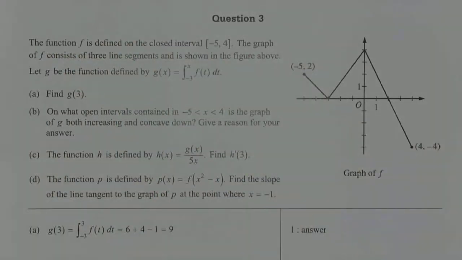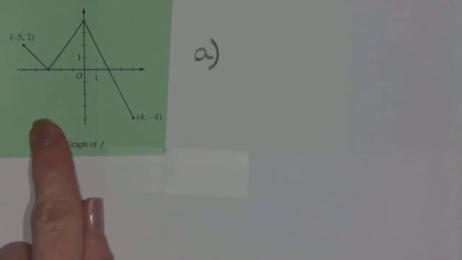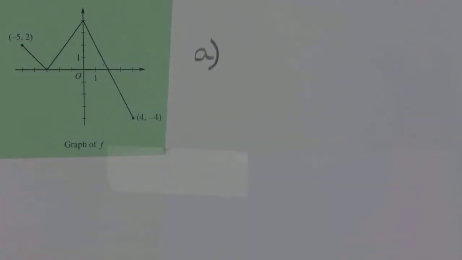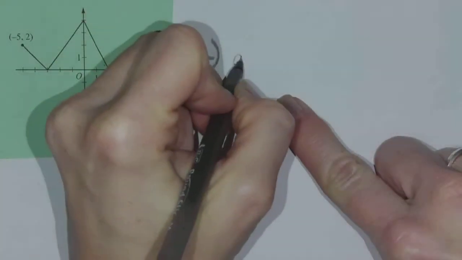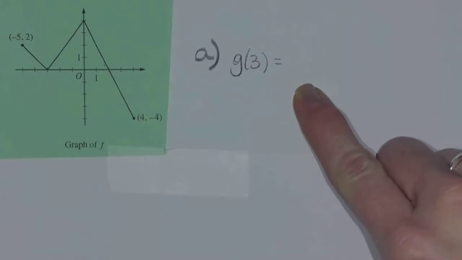Now, because I have no space here, I'm going to pull this away. And what I did here is I just left the graph here, and I'm going to start in with part A here. So part A asks you to find g of 3. So g of 3 is what we're looking for.